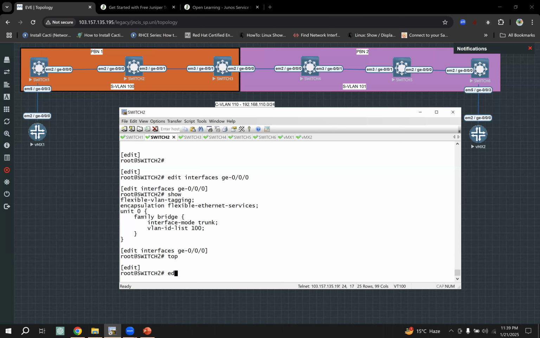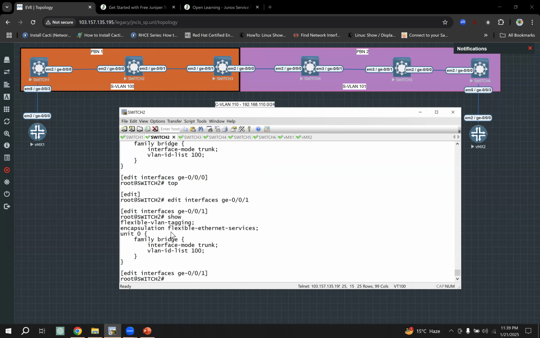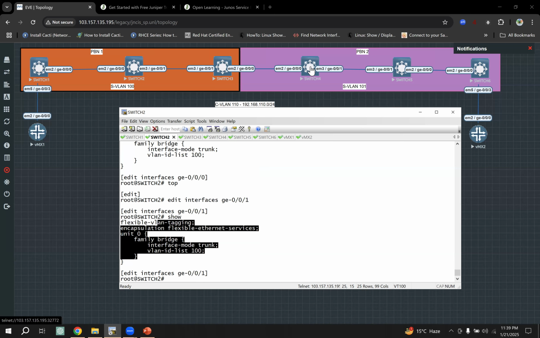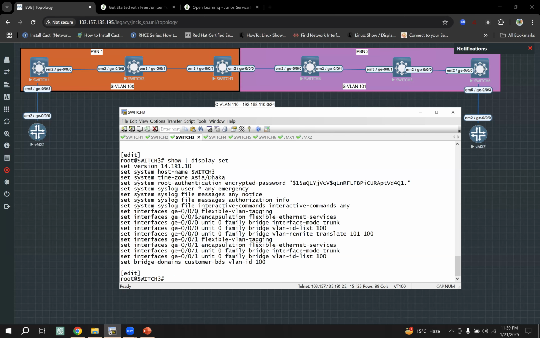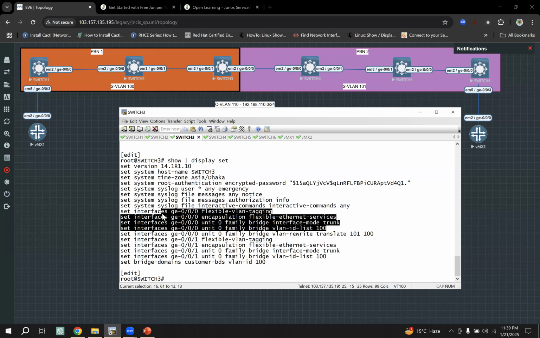Similarly, if you want to see interface 1, you can get a similar configuration. But in switches 4 and 5, you get a similar configuration from here, display set. See here, flexible VLAN tagging, encapsulation flexible Ethernet services, and the allowed VLAN ID list. This configuration is different, but this is identical.